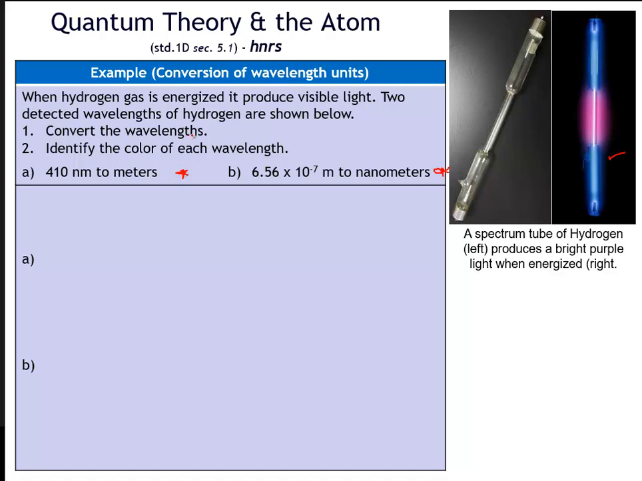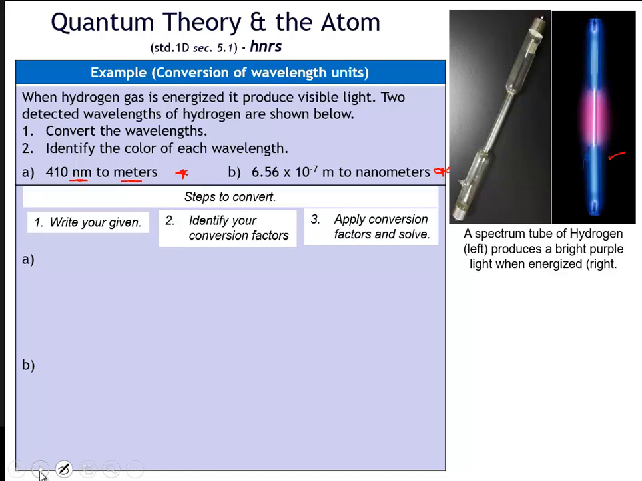What I want to do here is show you how we can convert the wavelengths. Remember, we learned about nanometers and meters, two important units of measurement. I'm going back to when we learned about moles and how to convert. The first thing we need to do is write our given down, then identify conversion factors, then apply the conversion factors, and then solve them. Okay.